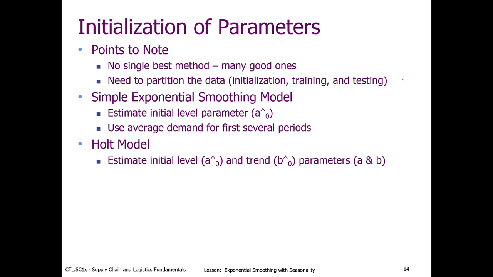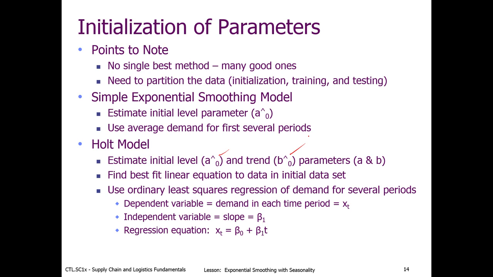Holt model. Now we've got both a level and a trend, so we need to find those initial estimates. So this is actually pretty easy too. We're going to find this by using ordinary least squares regression, which we're not going to talk about in this video. We're going to talk about it next week in detail. But essentially, it's a way to find the best linear equation to fit a data set. Ordinary least squares minimizes the sum of the squares, and we'll talk much more about this.